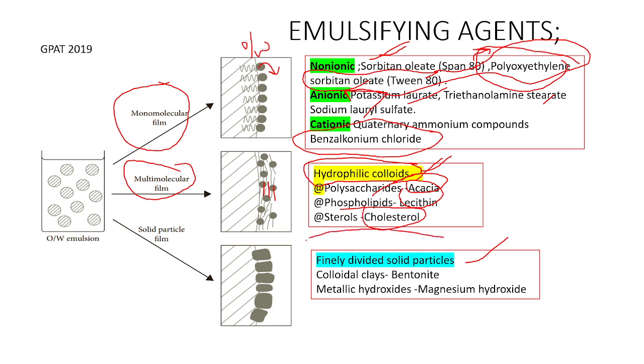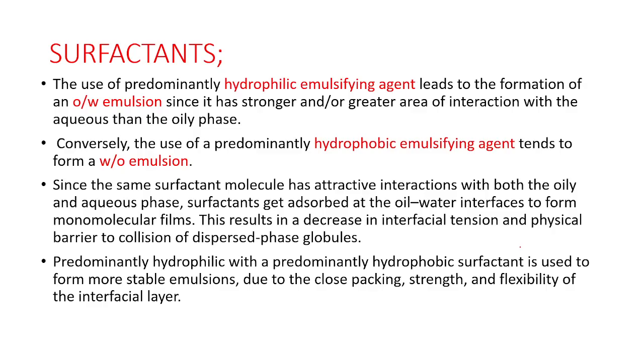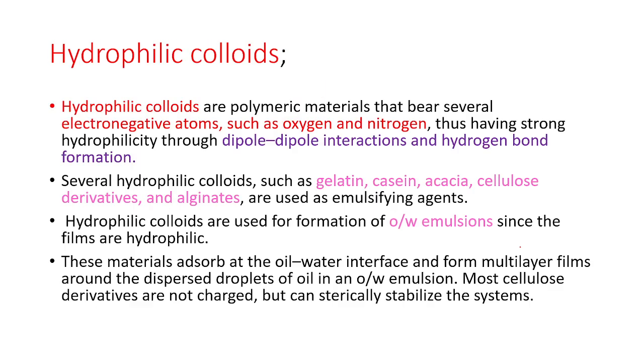Next one is finely divided solid particles, such as colloidal clays like bentonite, which form a solid particle film. This is the oil, these are the finely divided solid particles, and this is the water phase. Also metal hydroxides like magnesium hydroxide. These are the different kinds of emulsifying agents that can be used in emulsions. These are just a little bit of detailed explanation about surfactants or emulsifying agents.